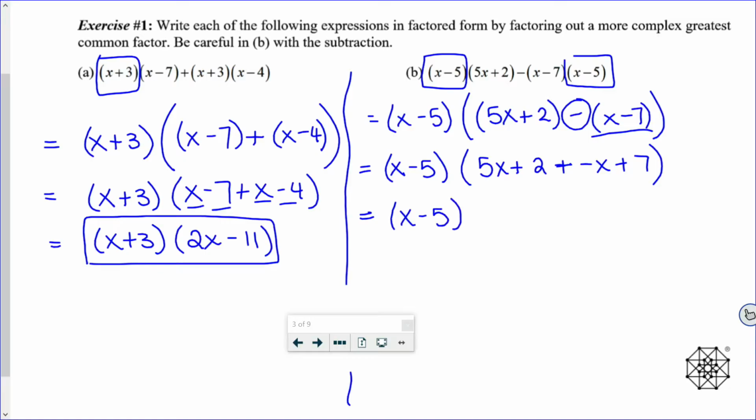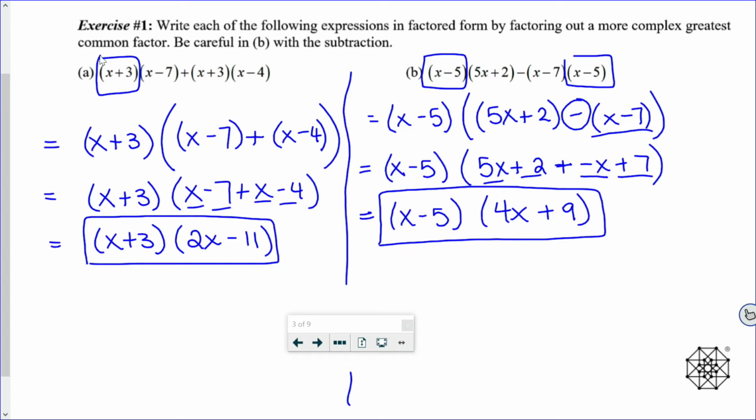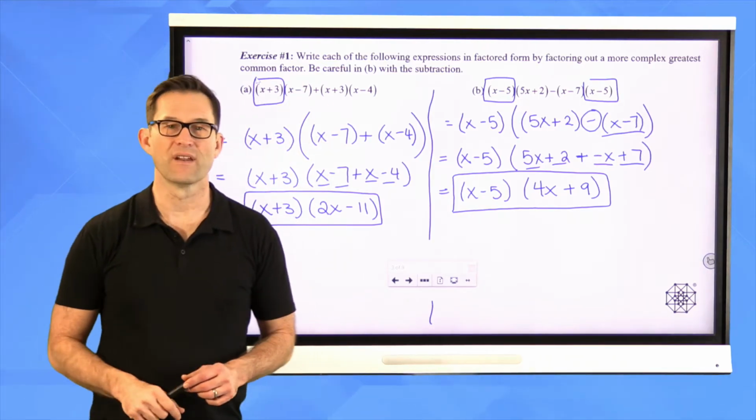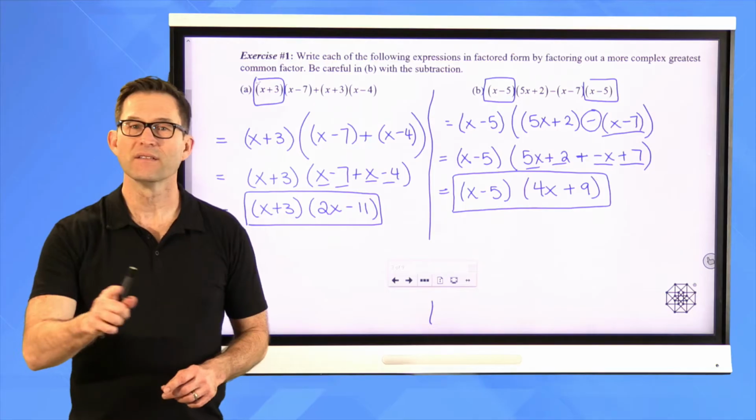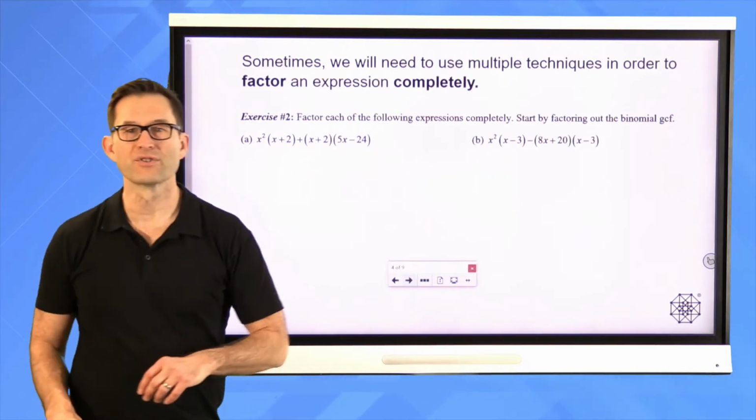I can now combine like terms. I have a 5x and a negative x. That's going to be a 4x. I have a positive 2 and a positive 7, and that's going to be a positive 9. X minus 5 times 4x plus 9. Okay, let's keep working on more structure problems.